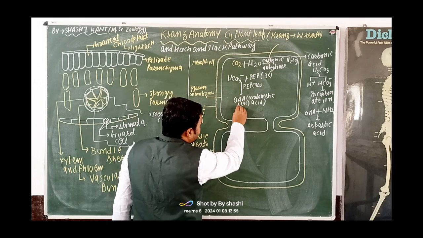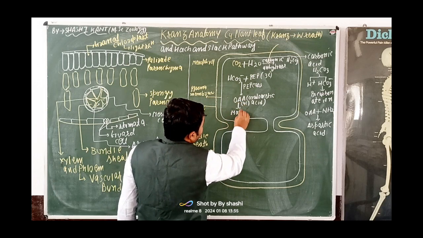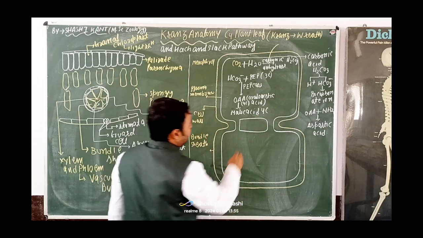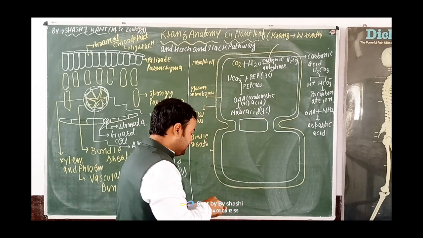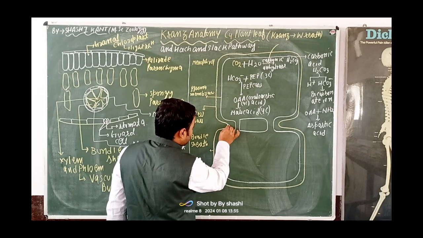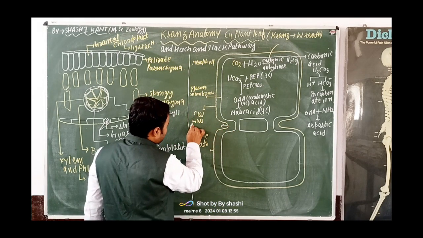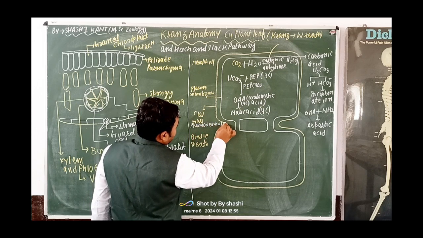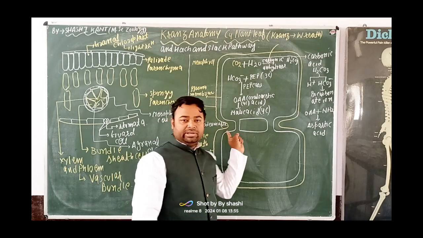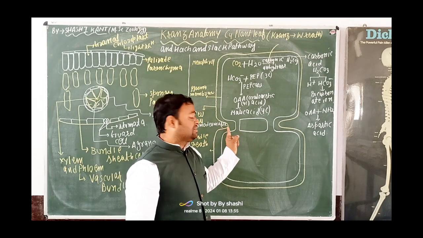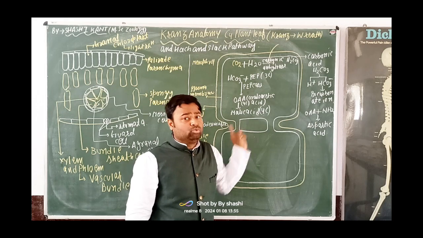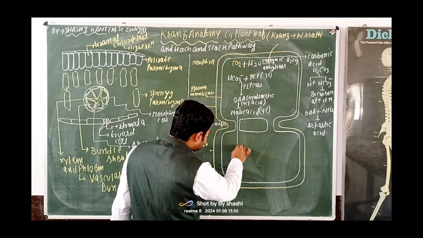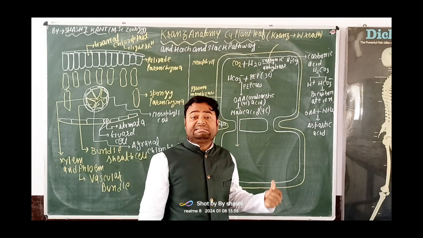Now this oxaloacetic acid is converted into malic acid. Malic acid is a 4-carbon compound. This structure is known as plasmodesmata. Plasmodesmata is found in plant cells, and it is an interconnection between 2 cells. Through this plasmodesmata, malic acid gets transported into the bundle sheath cell.